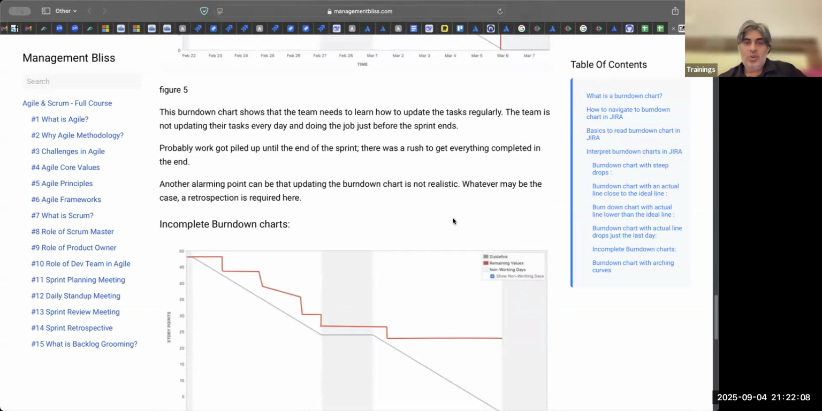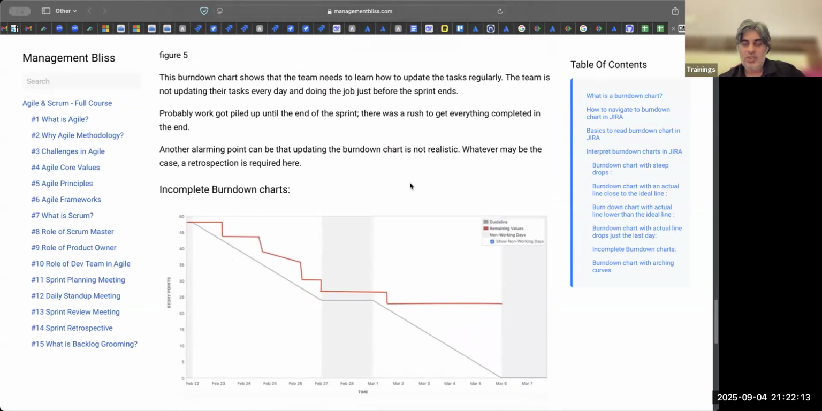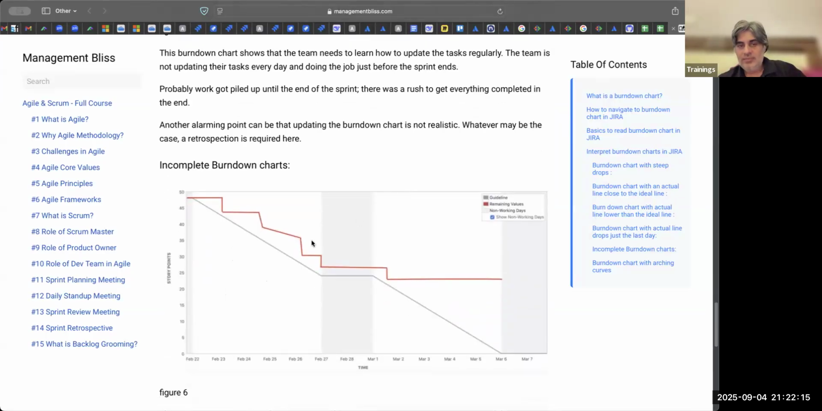Okay, now let's go to this. You got it. Then let's go to this one. If you look at this chart, this was fine till this. Then again a flat line, then another flat line, and then nothing, which means they could not complete their work on the last day. See, what is the gap?